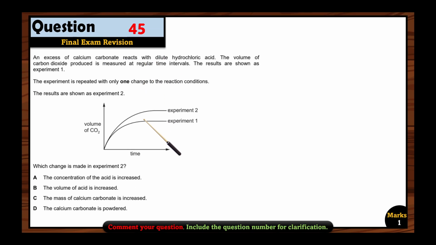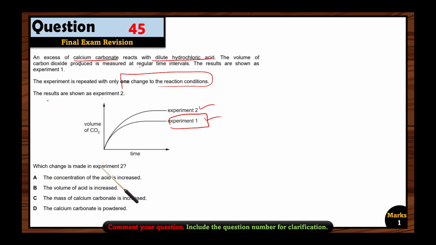Question 45. An excess of calcium carbonate reacts with dilute HCl. The volume of carbon dioxide produced is measured at regular time intervals. The results are shown here. Experiment 1 is repeated with only one change to the reaction conditions. The results are shown as experiment 2. So this was the first experiment, in which calcium carbonate reacts with HCl, and they measured the volume of the carbon dioxide. It means they are measuring the product. Which change is made in experiment 2?